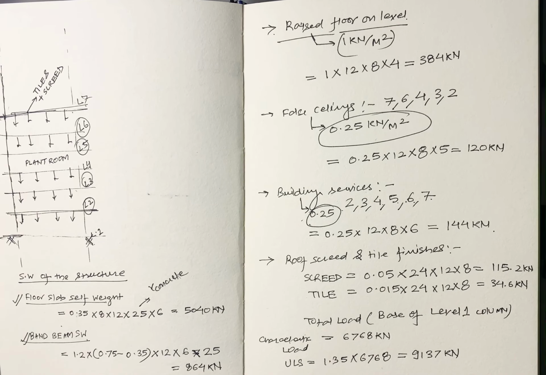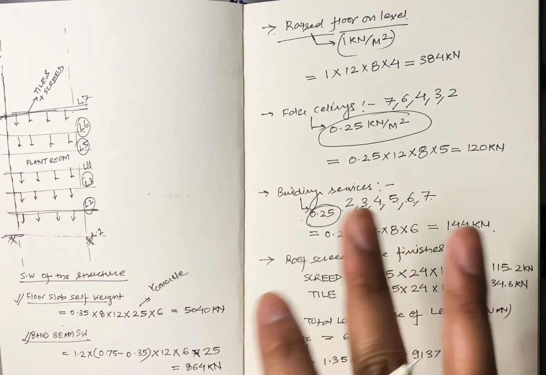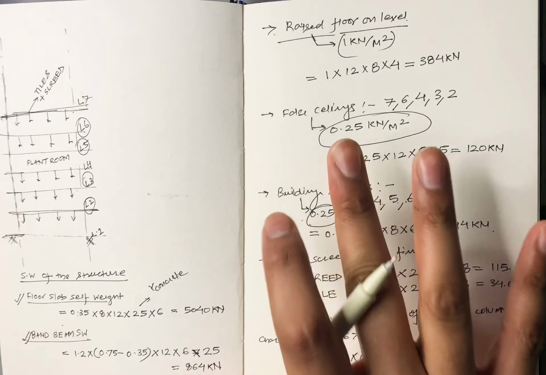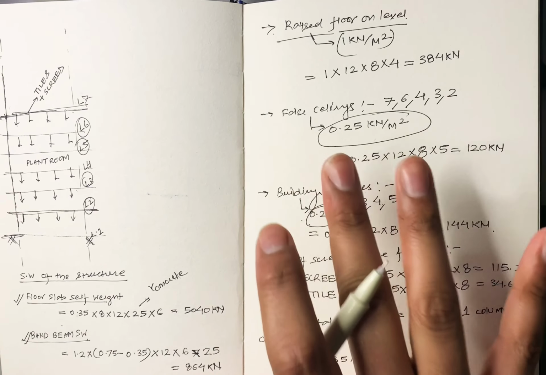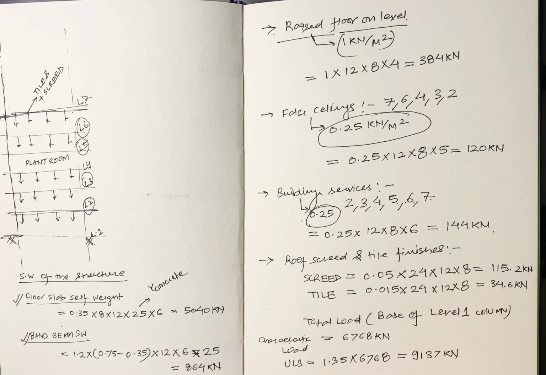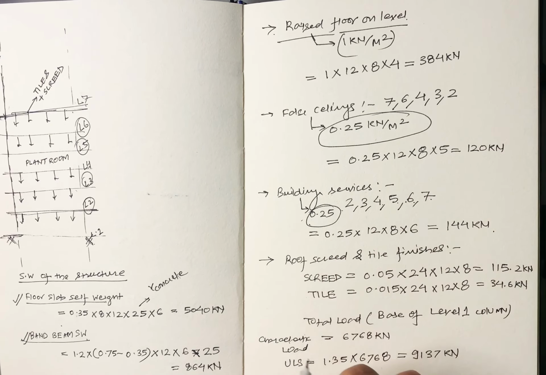So this is how you list out all the things in a building, and you're very much sure about dead load and SIDL, so you don't make mistakes in this majority of load that the building carries.